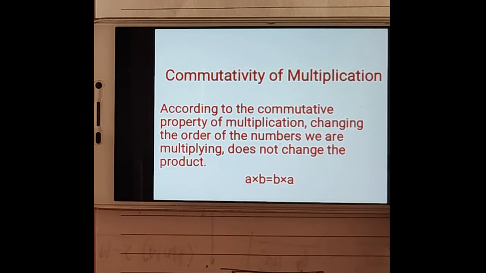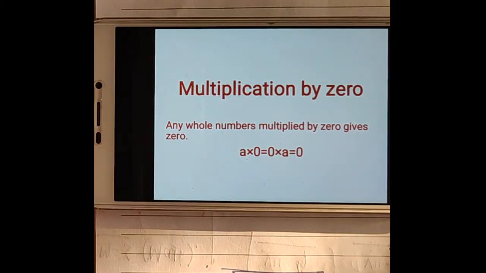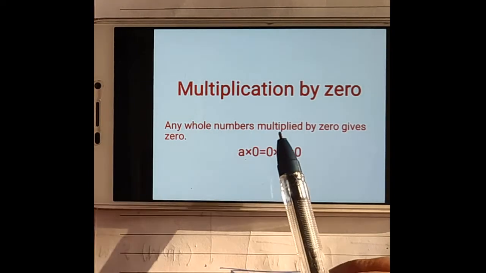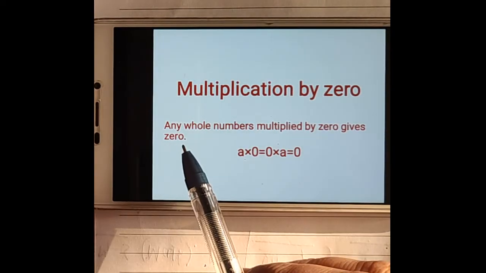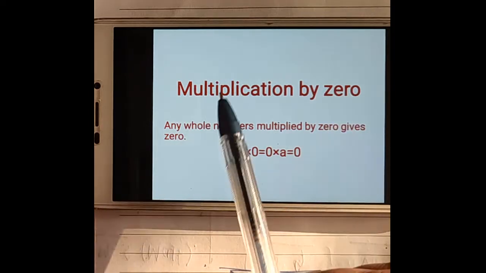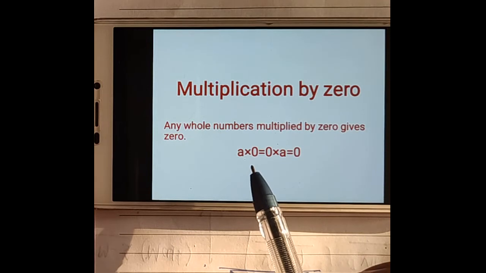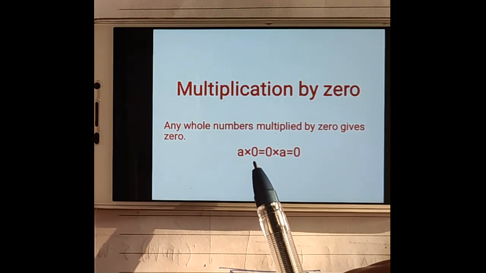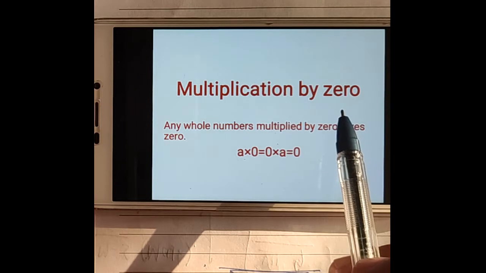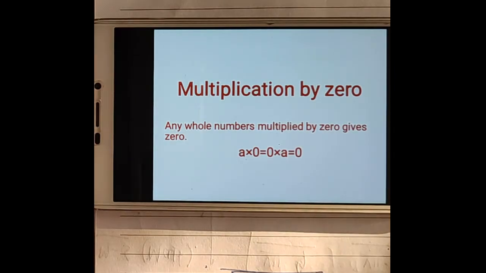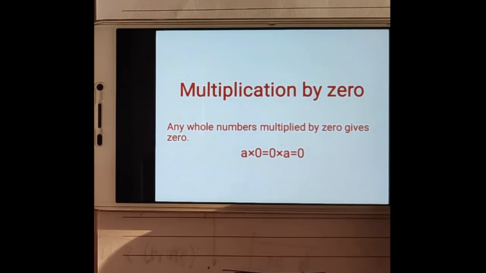Okay, moving on to the next property, we have multiplication by 0. So we all know 0 is the strongest number. 0 is neither a positive nor a negative integer, right? So any whole number multiplied by 0 gives 0. The result will be 0. This is also a property of multiplication, that is, multiplication by 0. Any number, whether it is 1 crore or 1 trillion, if you multiply that number by 0, the result will be 0. So this 0 is the very strongest integer.